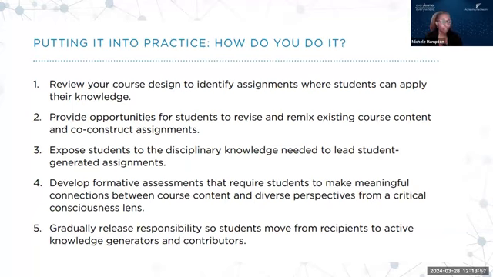So reviewing the course design, providing opportunities for students to revise and remix existing course content, exposing students to the disciplinary knowledge needed to lead student-generated assignments, developing formative assessments, and then lastly, gradually releasing responsibility to students more and more as they move them from recipients to active knowledge generators and contributors.